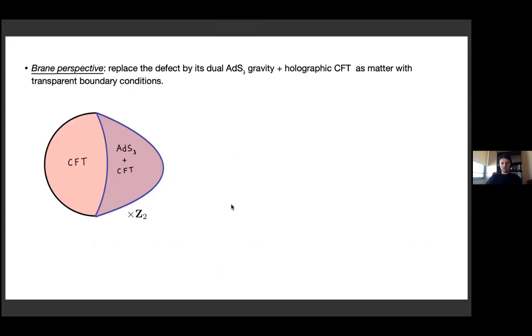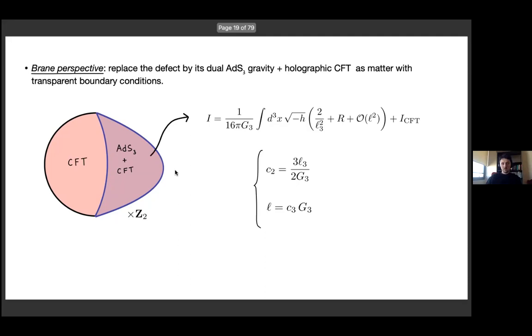Okay, so the first holographic description of the system, or the brane perspective, is to replace the defect by its dual AdS3 gravity. And so here in the picture, we have replaced the defect by a three-dimensional AdS3 gravity. And since the CFT couples to the defect, the CFT can also enter into the gravitational sector, and in fact, it enters as matter. So the CFT lives on both sides, on the rigid bath sector and also on the gravitational sector. And the way to couple these two sectors is through transparent boundary conditions in the asymptotic boundary of AdS3. Okay. So the effective action in the gravitational sector in this brane perspective is just Einstein gravity in 3 dimensions with negative cosmological constant and coupled to the matter CFT.